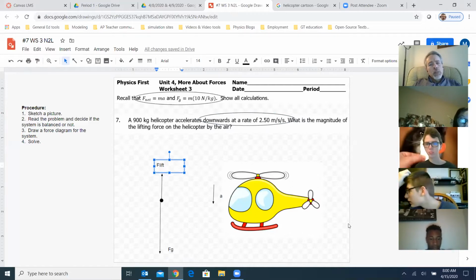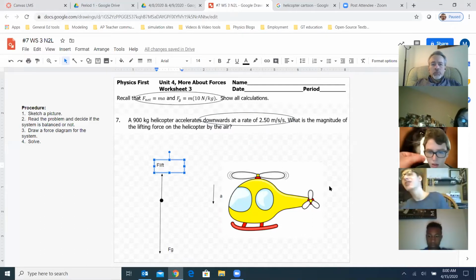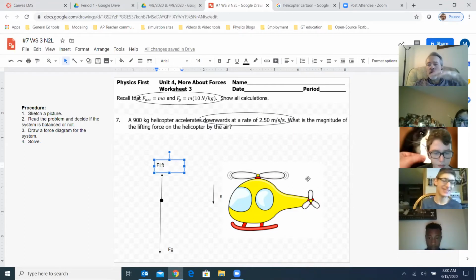Well, I suppose it could be drag, like if the rotors kind of stop working and it just starts plummeting out of the sky. I suppose that could be drag. Yeah, it could be.